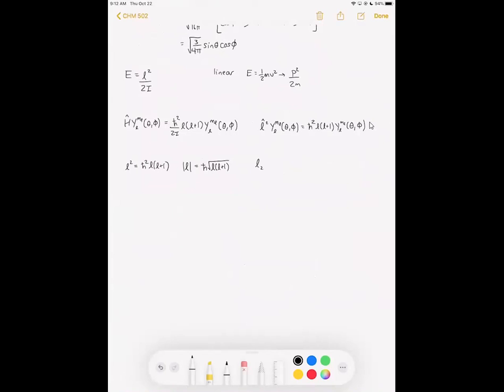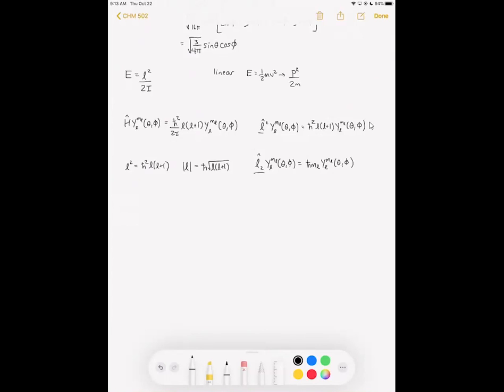So we also have an LZ operator that, when we operate on our Y of L, M sub L functions, we end up returning h bar times M sub L, and then times our function Y of L, M sub L. So these functions are also eigenfunctions of this LZ operator. And this is going to tell us the z component of the angular momentum. So here our L squared operator commutes with the total energy and gives us the magnitude of our angular momentum. And this also commutes and gives us the z component of the angular momentum.